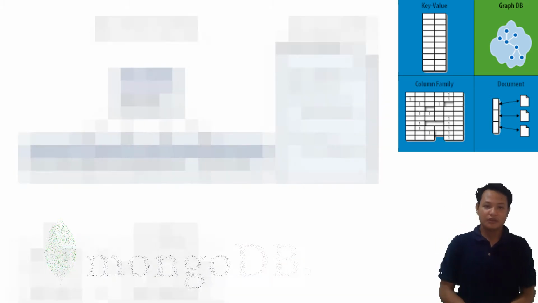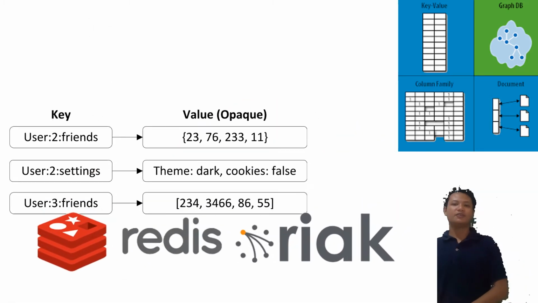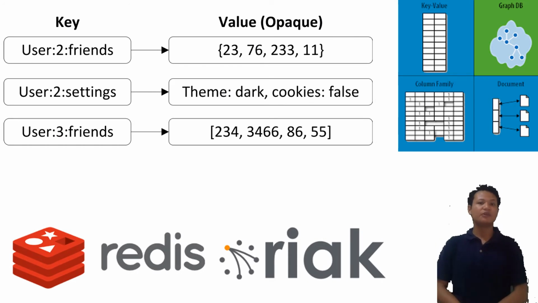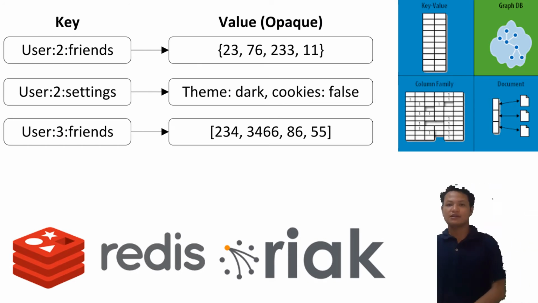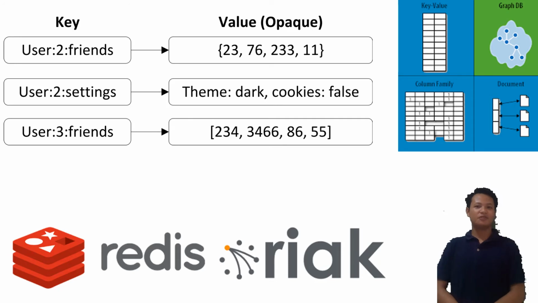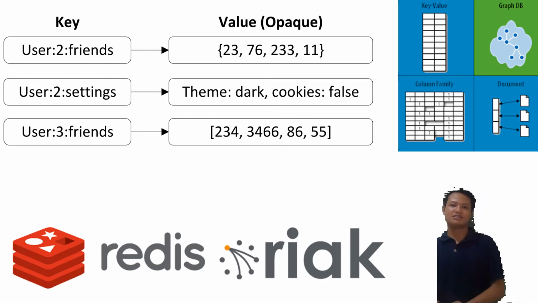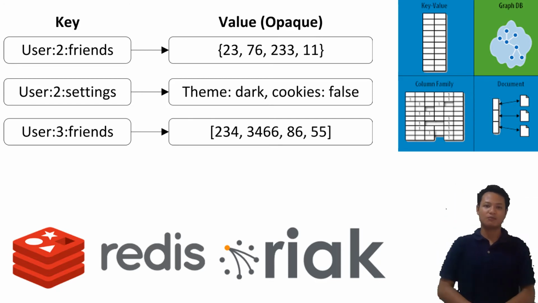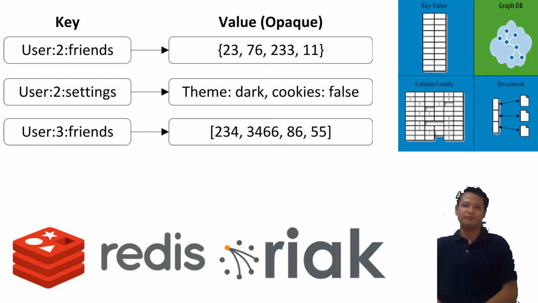Second, key-value stores. For example, Redis and Riak. These stores use the associative array, also known as a map or dictionary, as their fundamental data model. In this model, data is represented as a collection of key-value pairs, such that each possible key appears at most once in the collection.